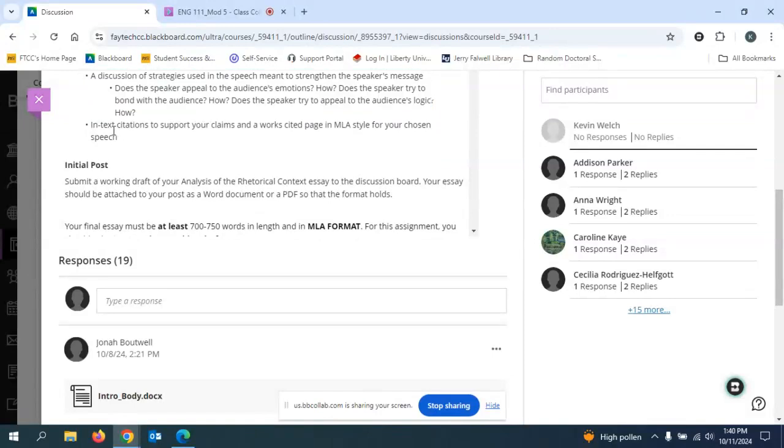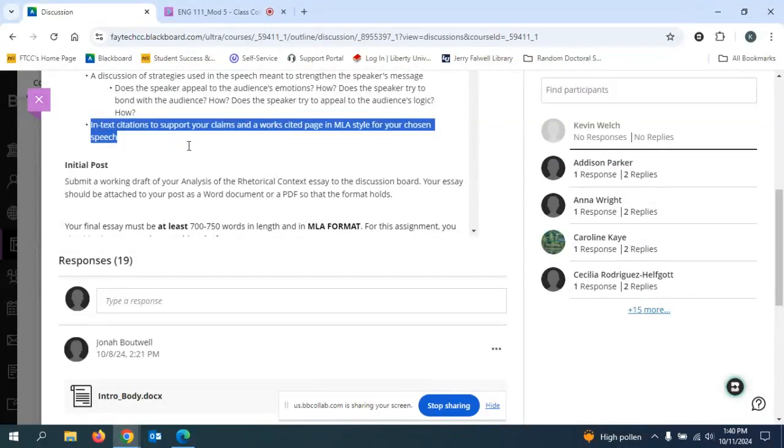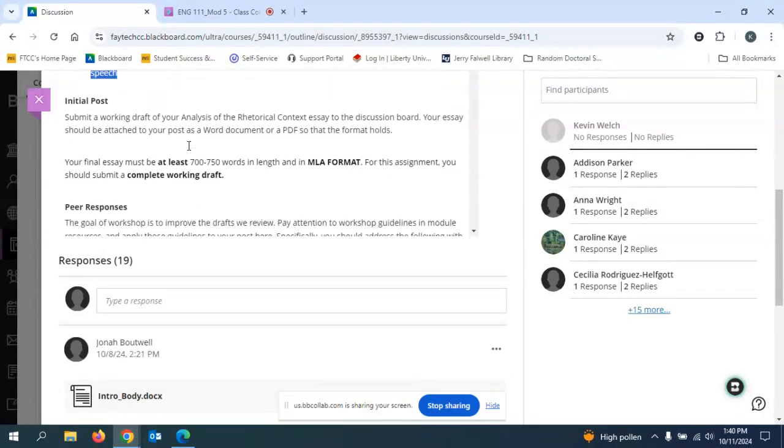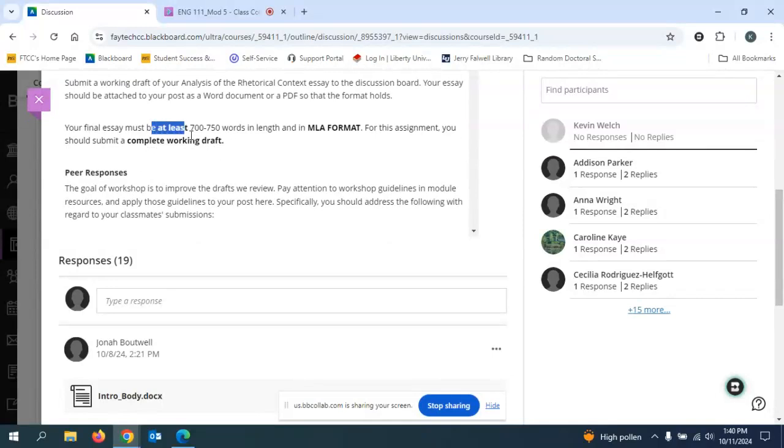You're going to need to make sure that you also have in-text citations to support your claims and a works cited page in MLA style for your chosen speech. Okay, your final essay needs to be at least 700 to 750 words in length. The way that they phrase this is kind of awkward. If it's at least 700 words, you're fine. You can always write more, just don't write less. Okay, so if yours is 800 words or 751 words, that's fine because it's more than 700. Just don't write less than 700. I'm fine with you writing more as long as you aren't just rambling about stuff for no reason.